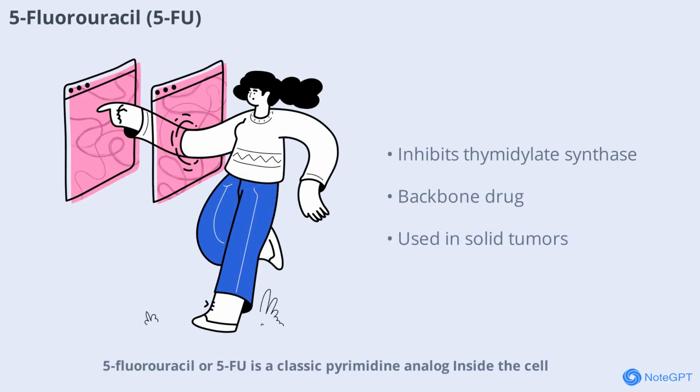Fludarabine or 5-FU is a classic pyrimidine analog. Inside the cell it's converted to F-TUMP, which inhibits thymidylate synthase, the enzyme that makes thymidine. Without thymidine, DNA replication can't happen. 5-FU is a backbone of regimens for colorectal, gastric, breast, and head and neck cancers. Its effectiveness and versatility have made it a staple in oncology for decades.